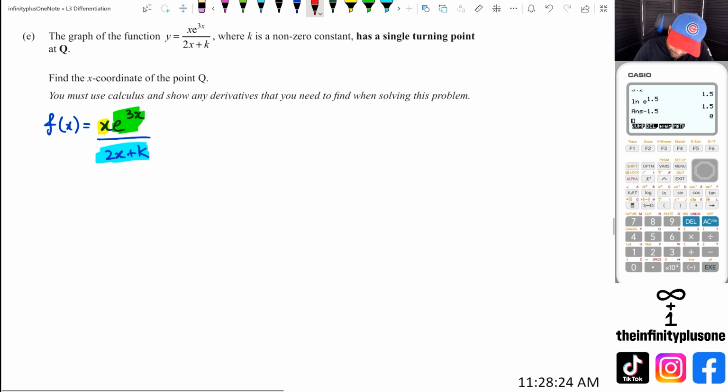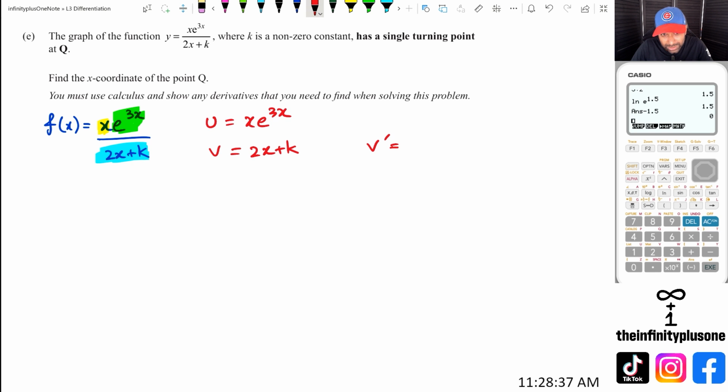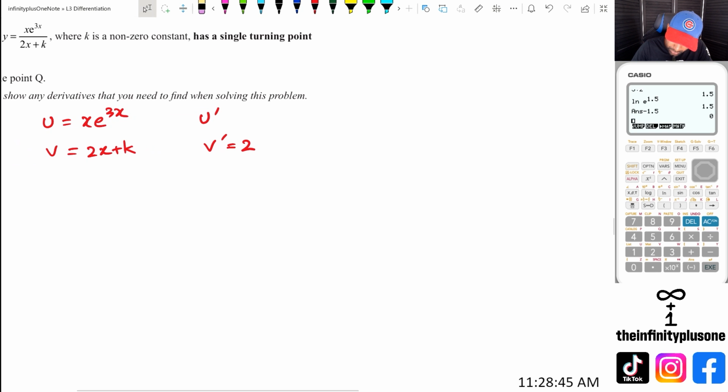I'm going to go first. u is equal to x e^(3x). v is equal to 2x plus k. Now v dash, that's simple because when you differentiate 2x plus k, you get just 2. But when you differentiate u, because it's x e^(3x), you've got to do product rule there.